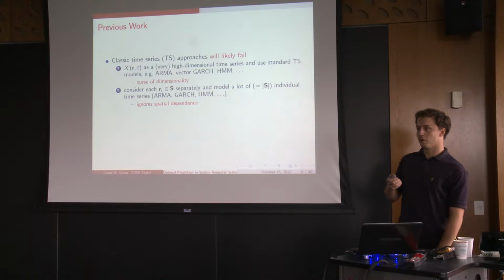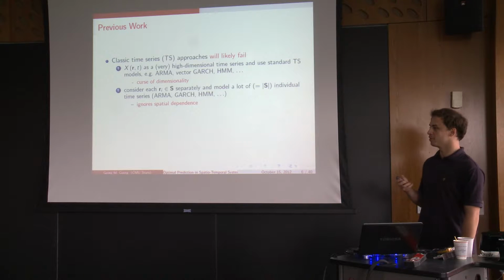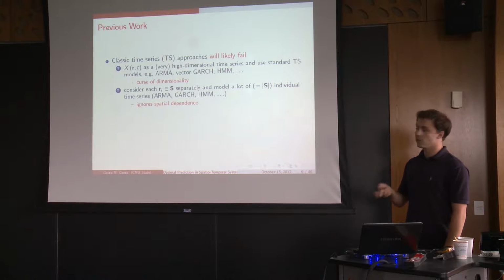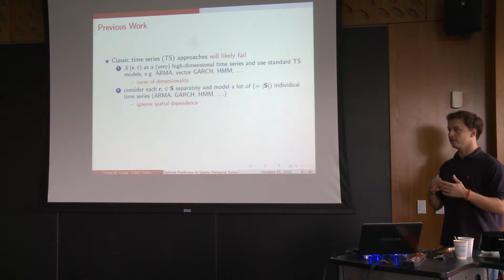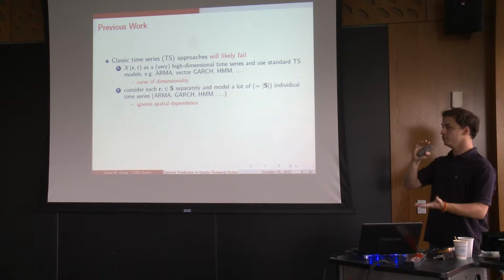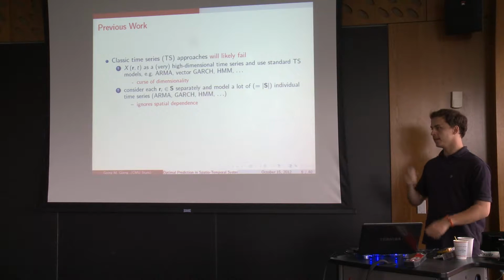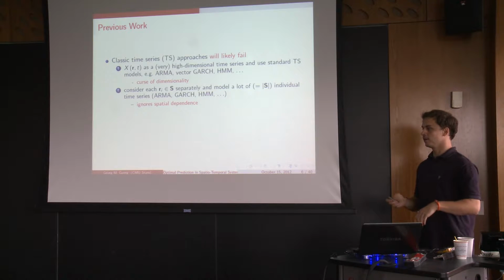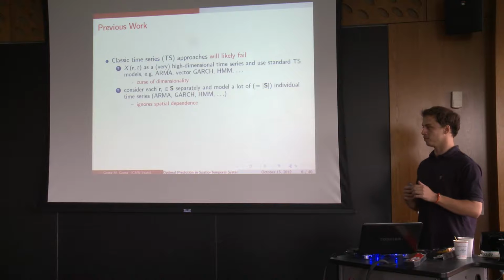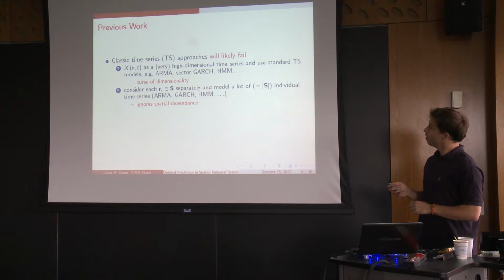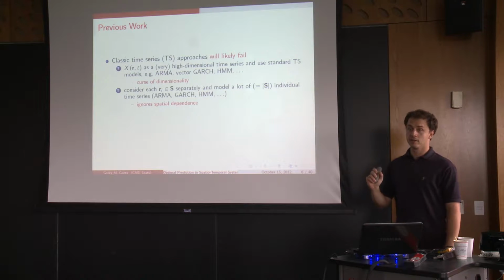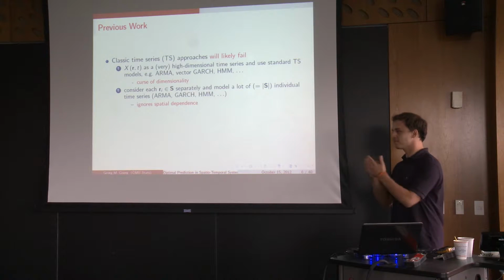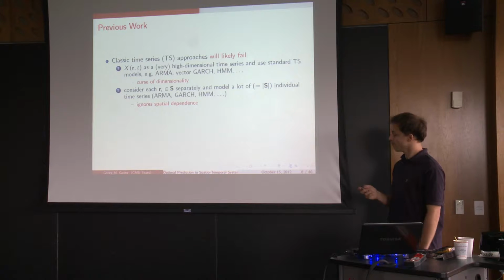But this will probably fail, or not fail, but it will give you bad predictions. Because in the first one you have the curse of dimensionality. I mean, these images are huge, with very large dimensionality. The candle video is on the order of 1 million points. So you have to fit a 1 million dimensional hidden Markov model. That won't work. And if you consider each point separately, then you completely ignore the spatial dependence. And, well, we don't want to do that because there's obviously spatial dependence in the data.